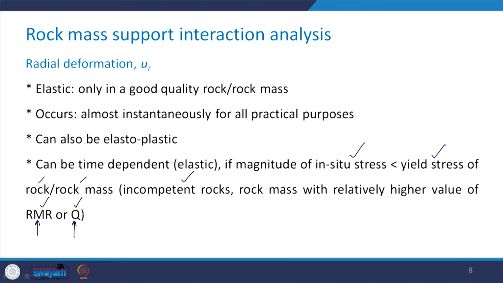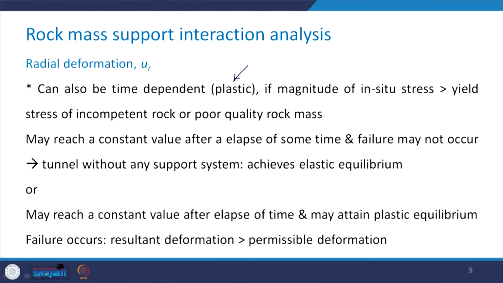Higher the value of these two, you will have the better quality of the rock mass. Now, this radial deformation can also be time dependent, but instead of elastic, now it is plastic. If the magnitude of in situ stress becomes more than the yield stress of the incompetent rock or poor quality rock mass. So, as compared to the previous case, here the value of RMR or Q is going to be low.